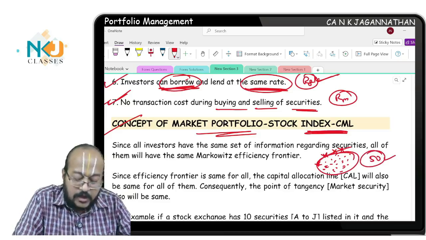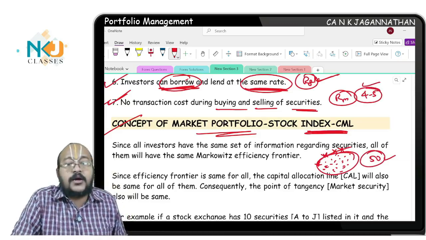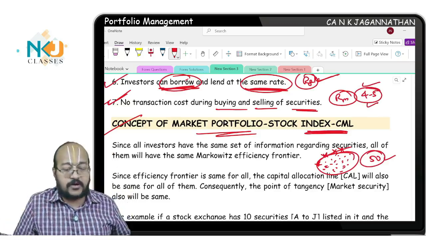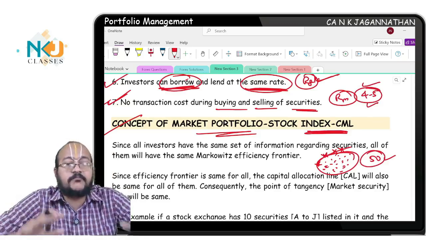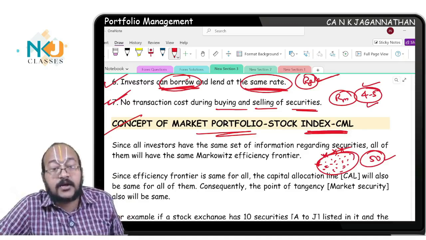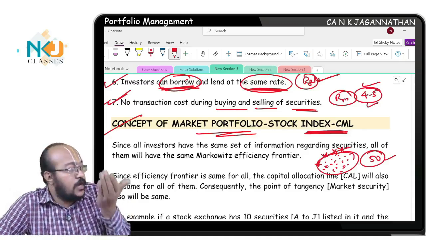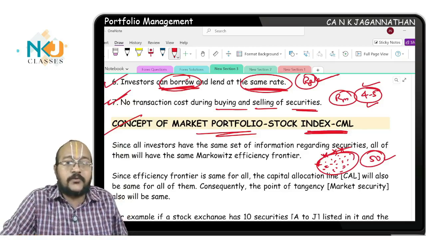Listen, what happens? Assume out of these 50 securities, only 4 to 5 are efficient. Everyone in the market tries to buy the undervalued, efficient securities. They will jump and buy them. Correct? Demand for the undervalued, efficient securities will increase. What will happen? The prices will go up. Are you all understanding? Everyone is willing to buy the efficient security, right?